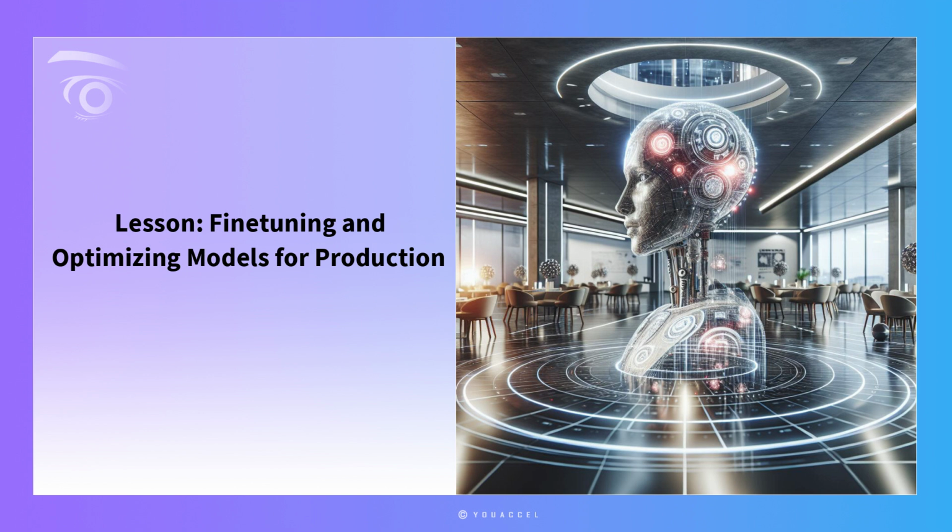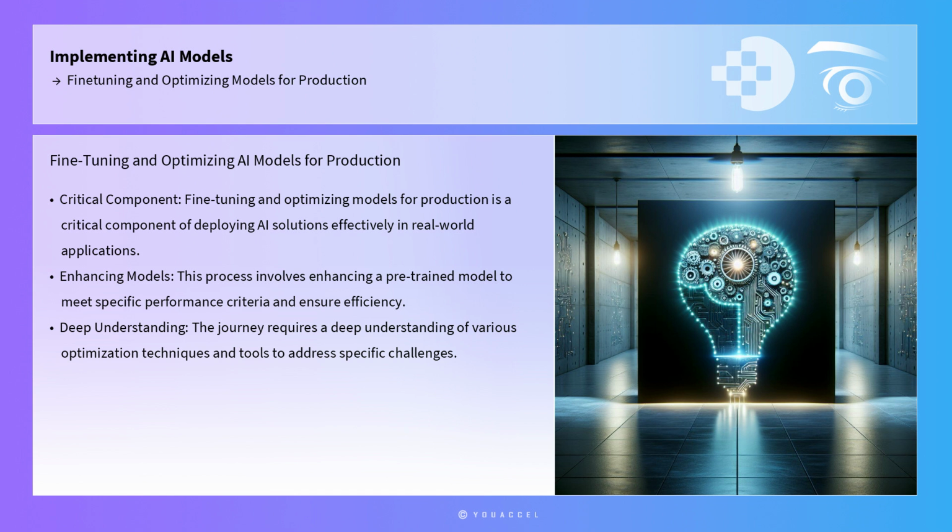Lesson: Fine-tuning and optimizing models for production. Fine-tuning and optimizing models for production is a critical component of deploying AI solutions effectively in real-world applications. This process involves enhancing a pre-trained model to meet specific performance criteria and ensure it operates efficiently within the constraints and demands of a production environment.